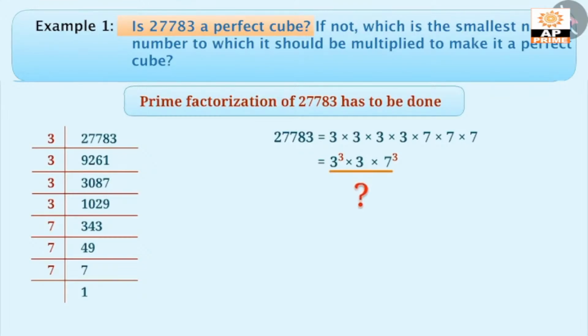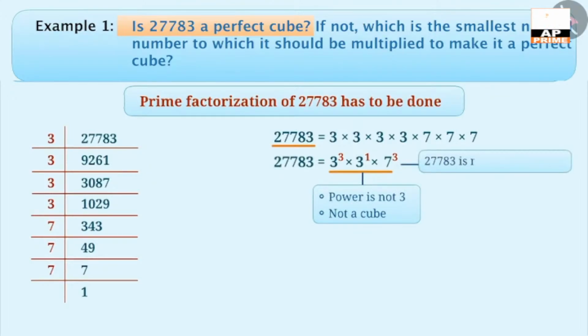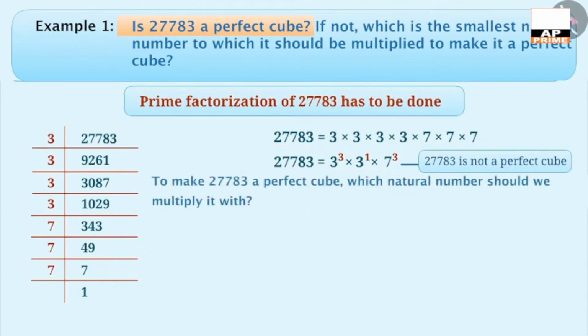No, here the power of one prime factor 3 is not 3. Since all prime factors of 27,783 do not have the power of 3, or all factors cannot be expressed as cubes, we can say that 27,783 is not a perfect cube. So can you guess which natural number we have to multiply it with to make it a perfect cube? Think for a while.